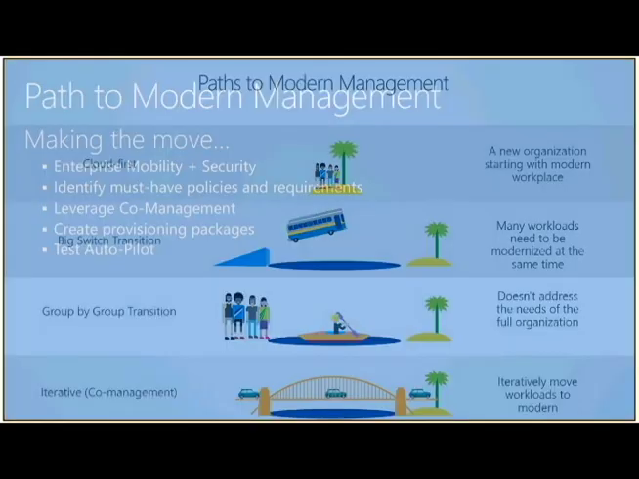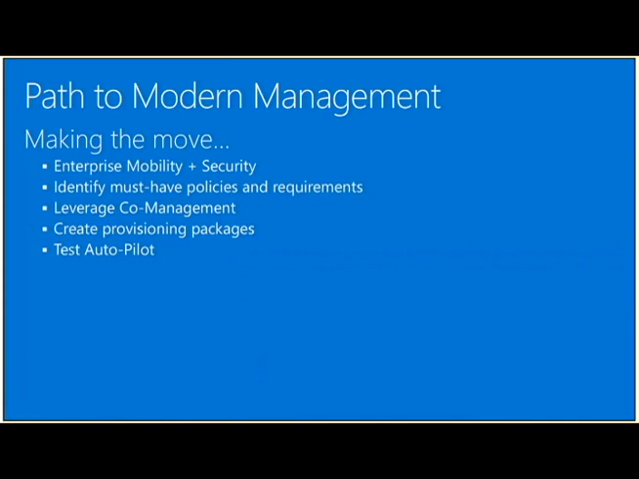So for making that move, there are a few key things that you'll want to look at to get yourself ready. Enterprise Mobility and Security Suite is kind of a must in this case because you are leveraging Azure Active Directory. From a security side, you're going to want to leverage Azure Active Directory premium features. You're going to leverage Intune, obviously, for the management side. And there are a lot of additional features that Enterprise Mobility and Security brings to the table, especially around advanced threat protection, Azure Information Protection, and things like that.